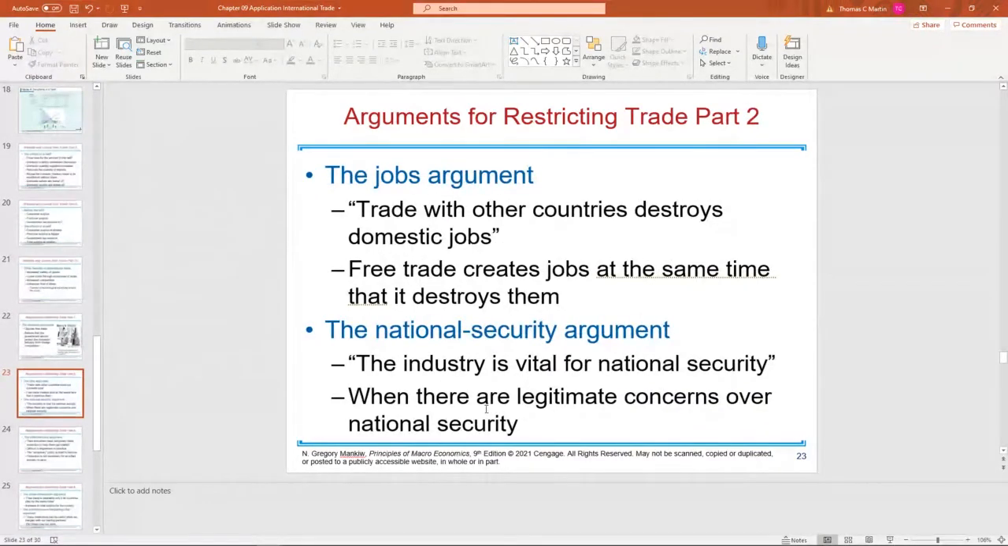Now we can look at the trade thing, and one of the big areas that people focus on is jobs. It destroys domestic jobs. As a student, this was about 20 years ago, sitting on the front row of my class, and he was angry. You could tell he was bitter. And we started talking about trade. He got a little worse.